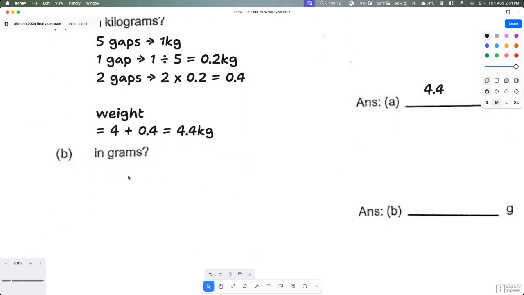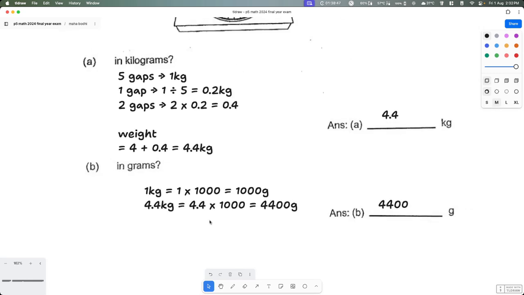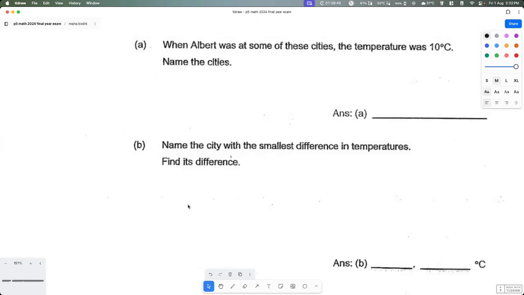Okay, what about grams? So 1 kg is equal to 1000 grams. So 4.4 kilograms is equal to 4.4 times 1000, so we move the decimal point 3 times, 1, 2, 3, so 4400, like this. Okay, so the answer is 4400 grams. Okay, in this case over here, right? So at the same time, I'm going to put some notes over here. Okay, so 1 times 1000, there you go. All right, let's move on to the next question.